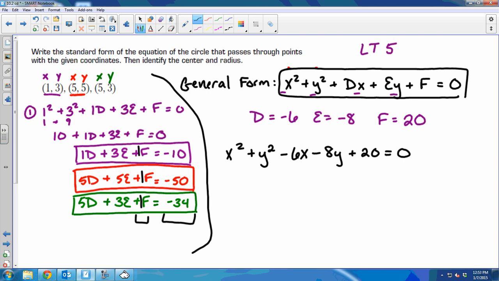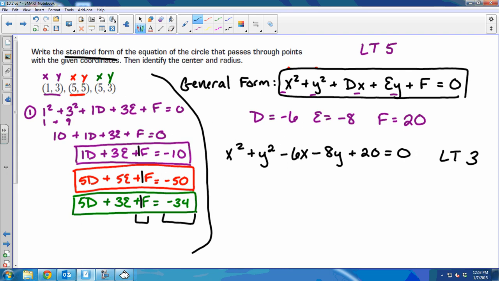This is learning target 3. Now that I have an equation in general form, this is just learning target 3. That's what you did yesterday. You rewrite it, complete the square, and write the standard form of the equation. That's what it's asking for, the standard form. Is the general form always that? Yes.